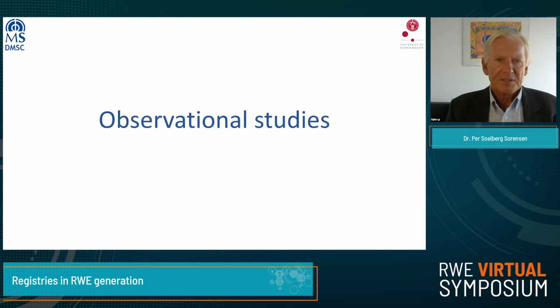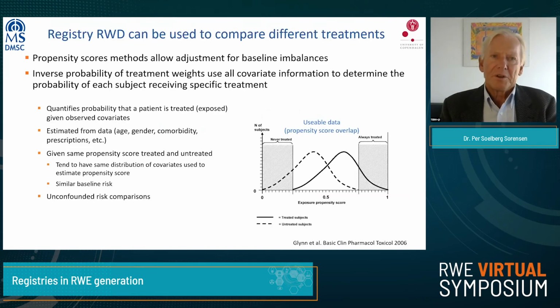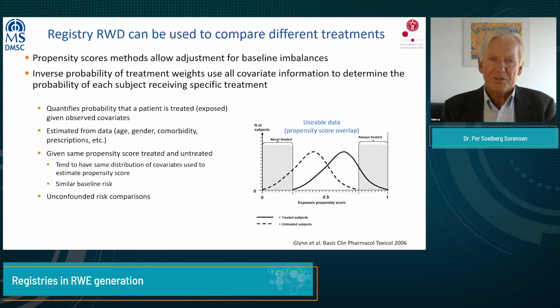Looking at observational studies, registered real-world data can also be used to compare different treatments. We used propensity score methods to adjust for baseline imbalances. And one method is the inverse probability of treatment weights that can use all covariate information to determine the probability of each subject receiving a specific treatment.